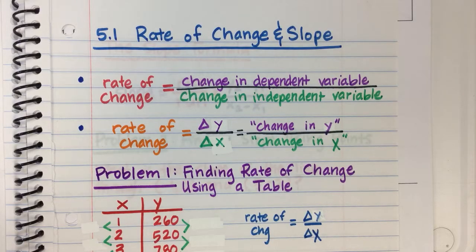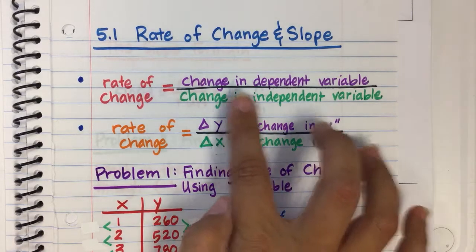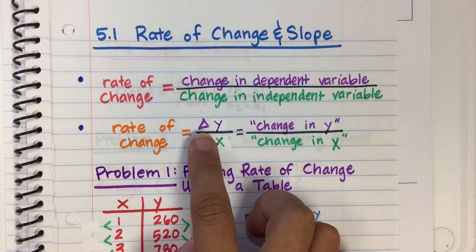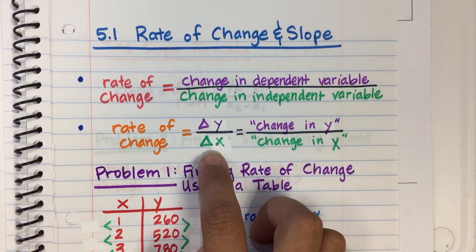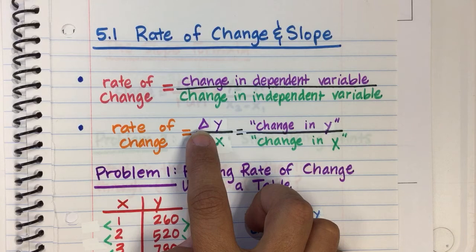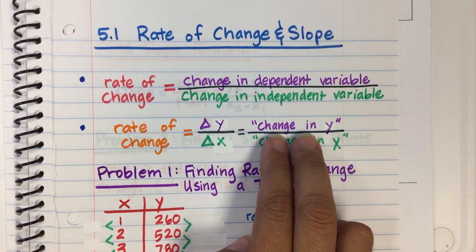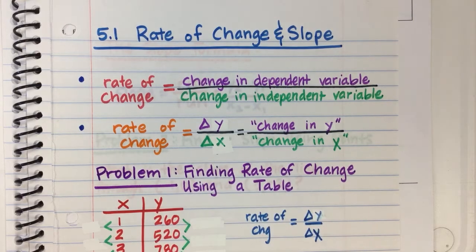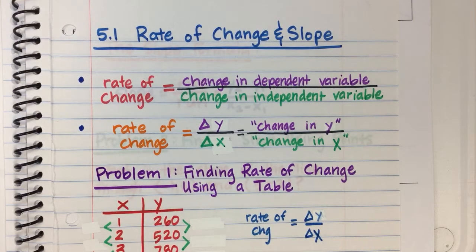Right, lesson 5.1 is rate of change and slope. Rate of change is equal to the change in the dependent variable divided by the change in the independent variable. So we can write rate of change in words using dependent and independent, or also the rate of change is equal to the change in y divided by the change in x. And this triangle is called a delta symbol, and it means the change in. So rate of change is the change in y divided by the change in x.